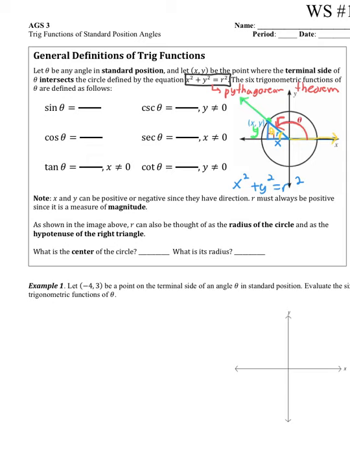So opposite is going to be the y value over the hypotenuse, which is r. That's opposite over hypotenuse. Cosine would be adjacent, which is the x side, over the hypotenuse. And then tangent is opposite over adjacent. So the whole purpose of these trig functions is to help us find these x and y coordinates.